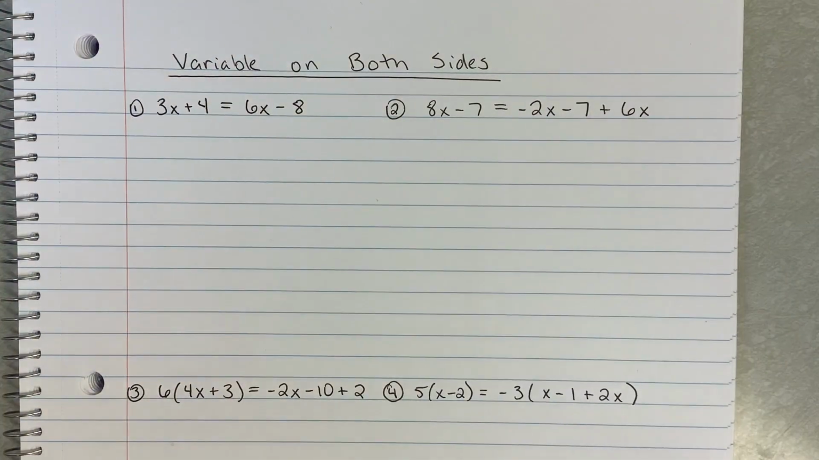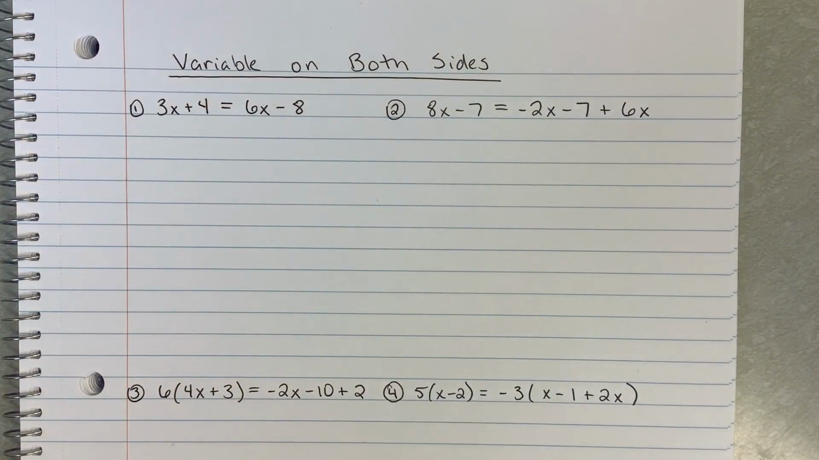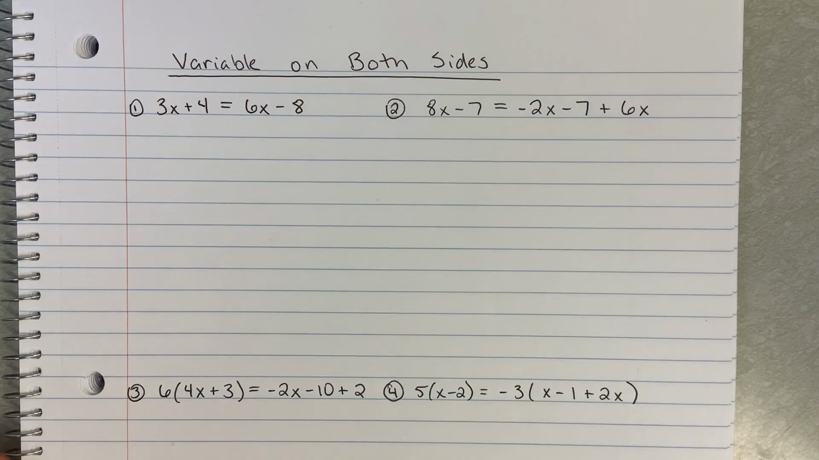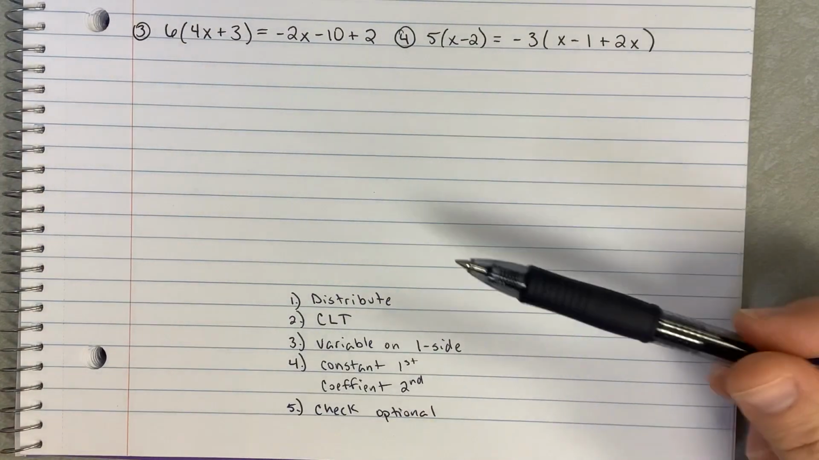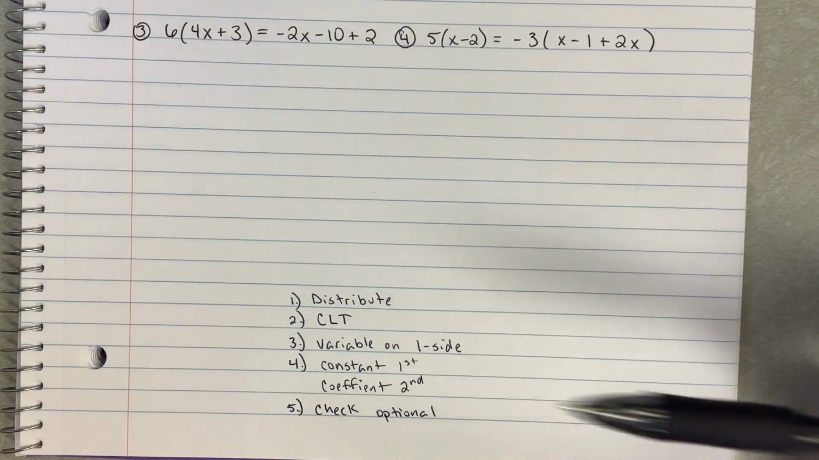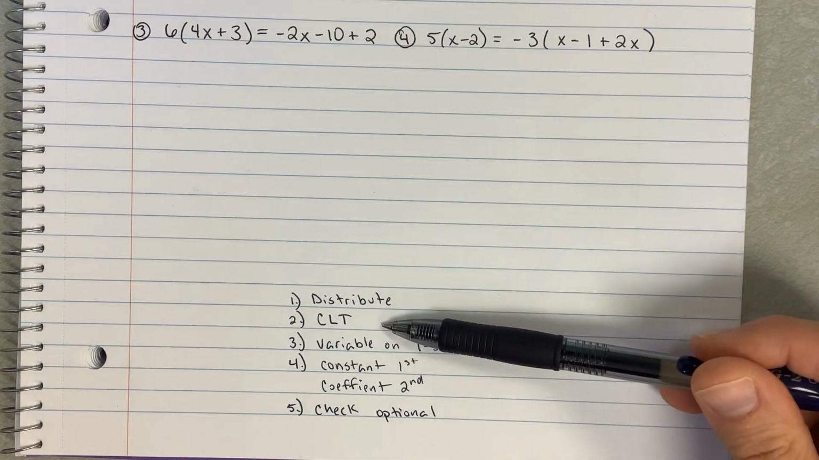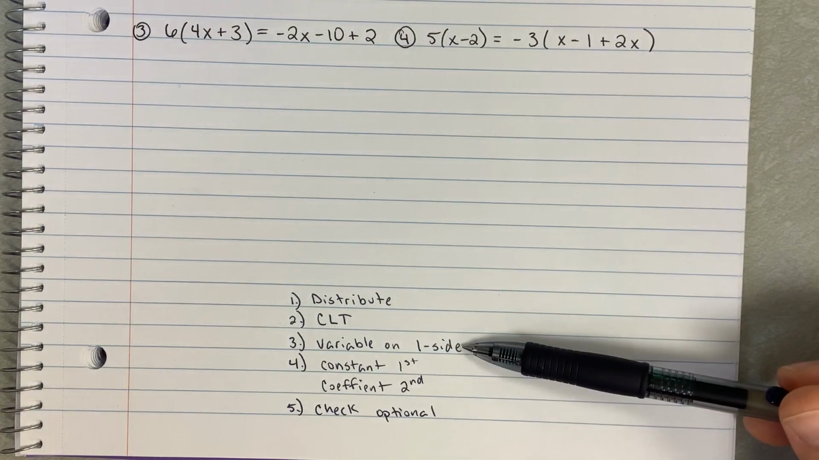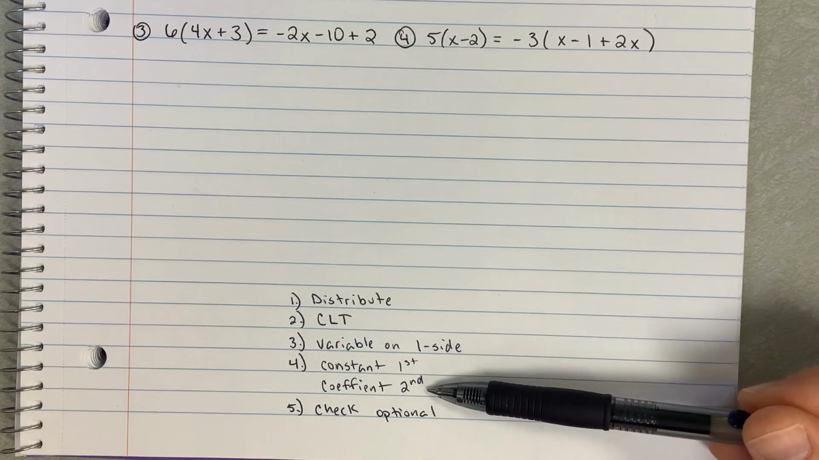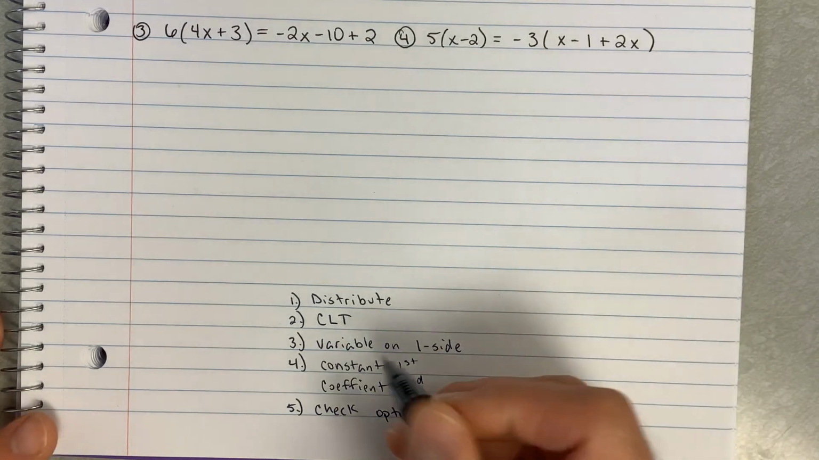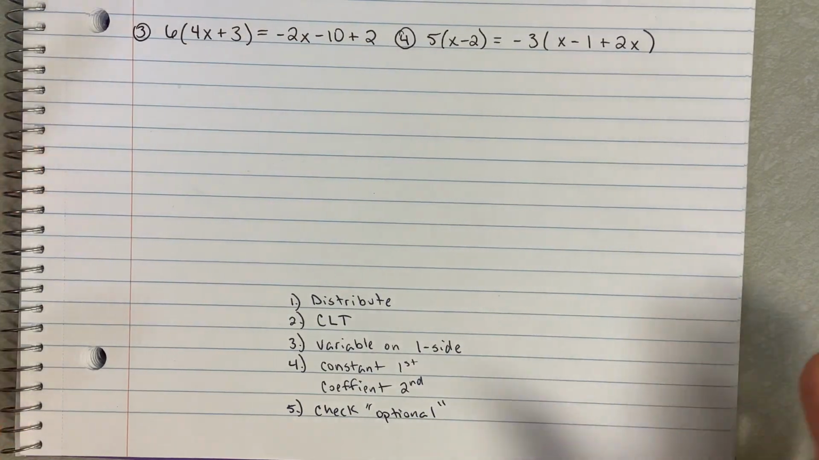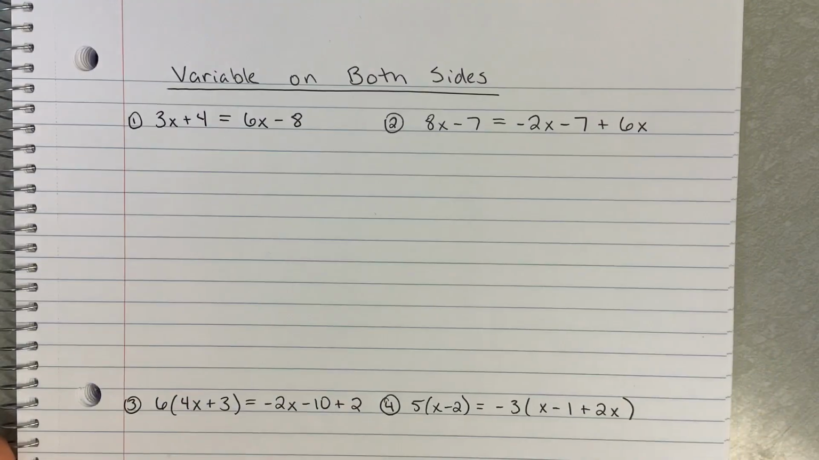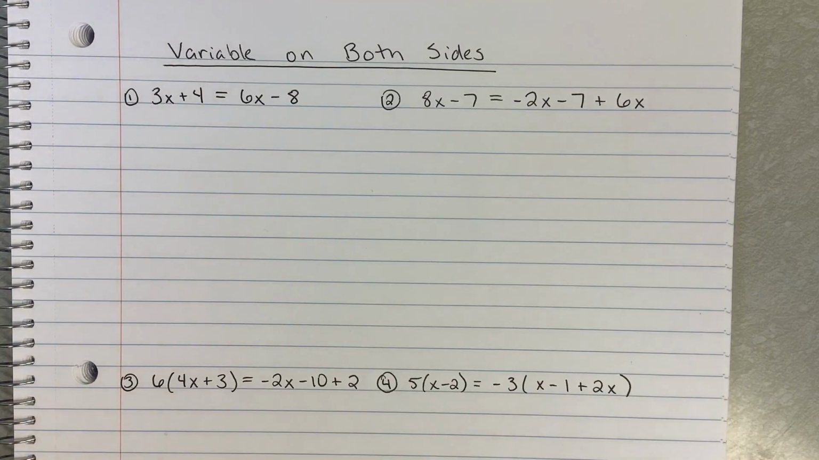So I need you guys to write these down in your notebook, okay? Also, at the very bottom, I'm going to write down our 5 steps. I kind of condensed it for less writing. But I also need you to write this down: distribute, combine like terms, get your variable to one side, move your constant, move your coefficient, and the check, which is going to be optional, okay? That's 5 steps, technically 4, that I'm going to take to solve these equations, okay?